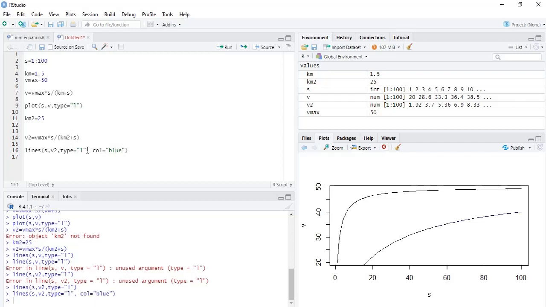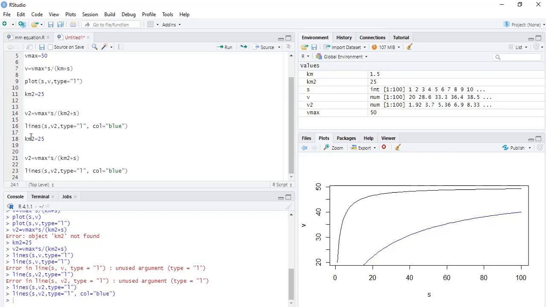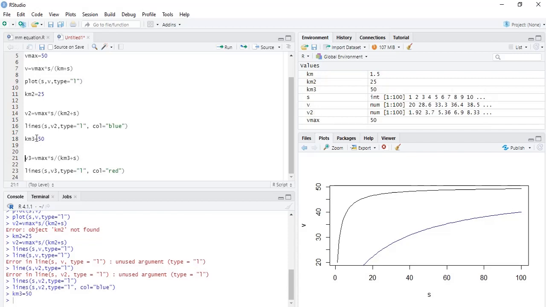We'll make that color blue, and we'll run that again, and you can see that increased Km decreases the V value, the reaction velocity. Now we'll have the third one. We'll copy this entire thing, all these three, and Control V. We will change according to our requirement: Km3 we will make 50, and this V2 we will make V3, and Km2 we will change to Km3, and in lines this will be V3, and the color we will make red, and we will run from this Km3.